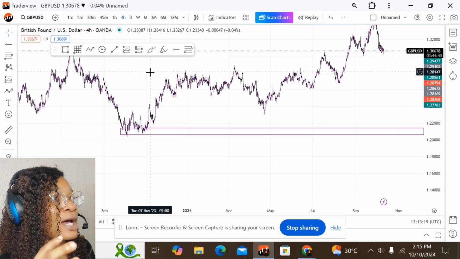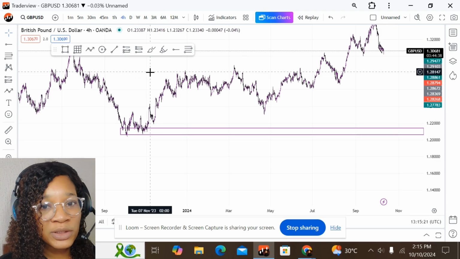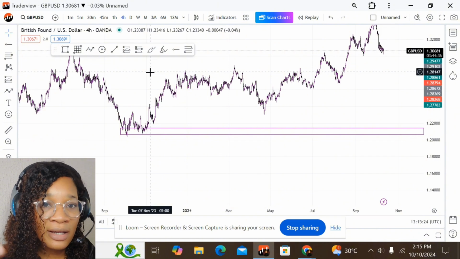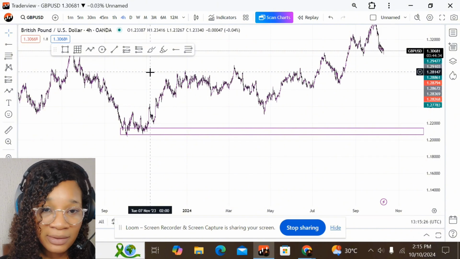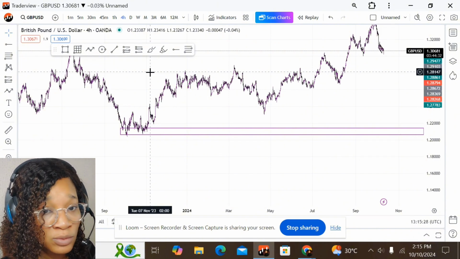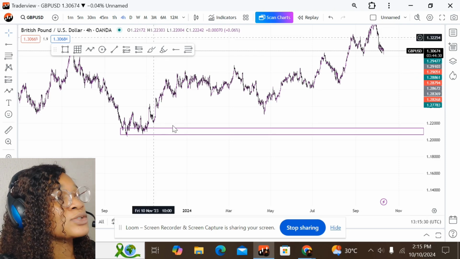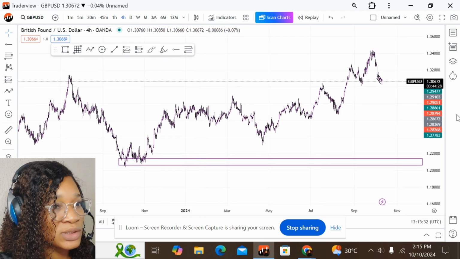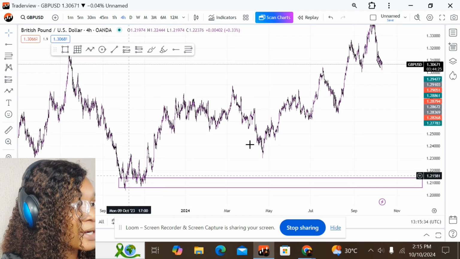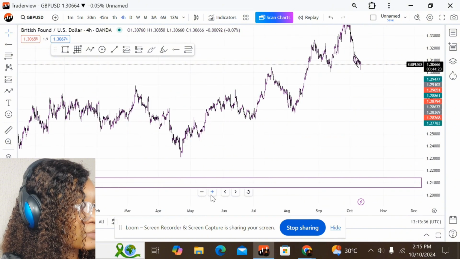But I like to take my trading approach from a higher time frame and then scale down to the smaller time frame whenever I want to look for an entry. But for this, I just want to be able to spot major support and resistance zones, right? So let me zoom out.